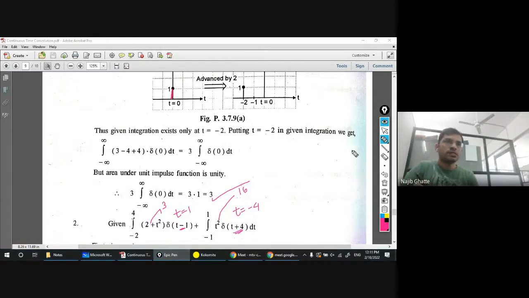What will be the answer, sir? So this 3 will come outside. Fine. What will remain inside? Delta 0 will remain inside. Yes or no? Because this became 3, the 3 came outside. 1 minus 1 is 0. Delta 0 remained inside.